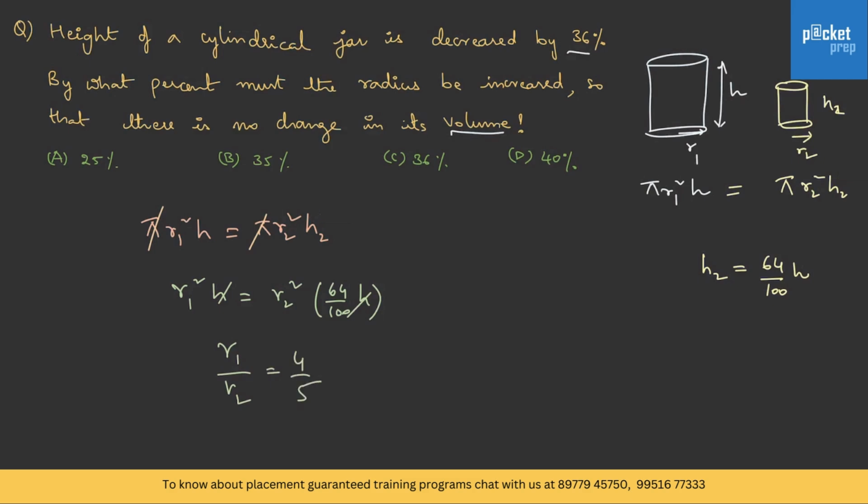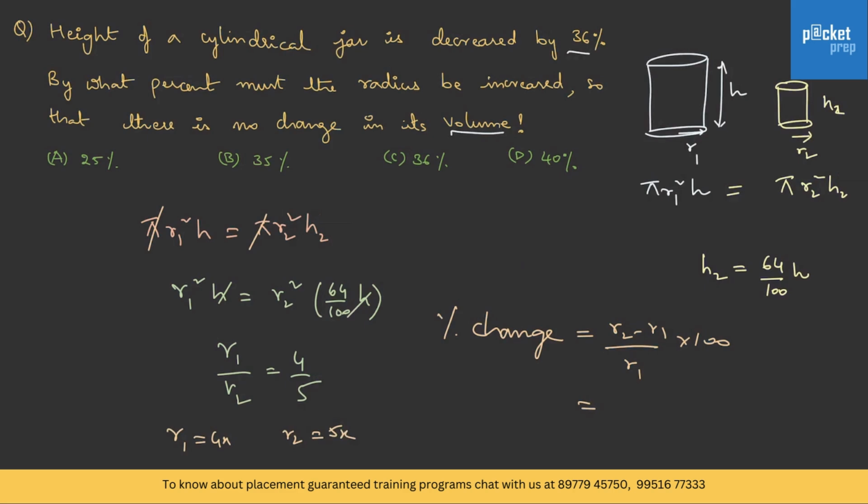Now we don't need the ratio, we need the percentage change. Percentage change in the radius is r2 minus r1 by r1 into 100. That is, because we know the ratio, we can safely assume r1 to be 4x, r2 to be 5x.